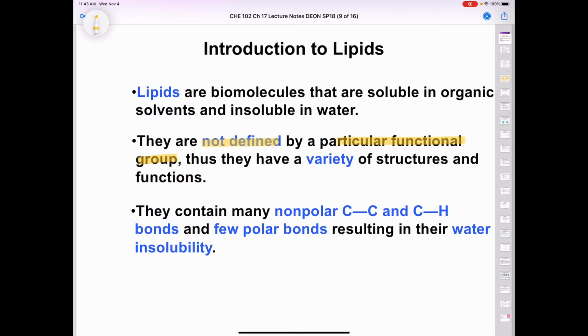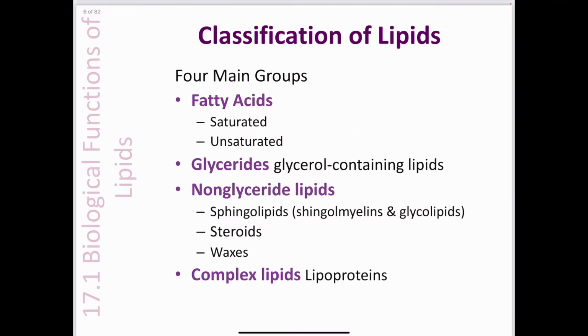Something that all lipids have in common, though, is that they contain many nonpolar carbon-carbon and carbon-hydrogen bonds, very few polar bonds, and that is why they are insoluble in water. Remember, water is a polar solvent, and also remember the rule, like dissolves like. So a compound, like a lipid, that contains many nonpolar bonds will not be soluble in water.